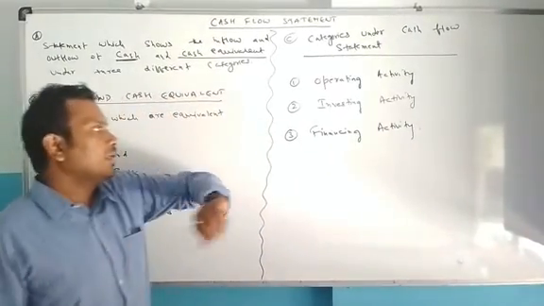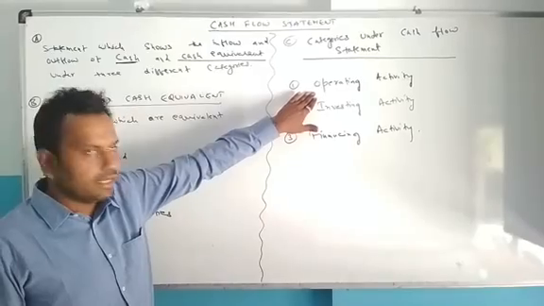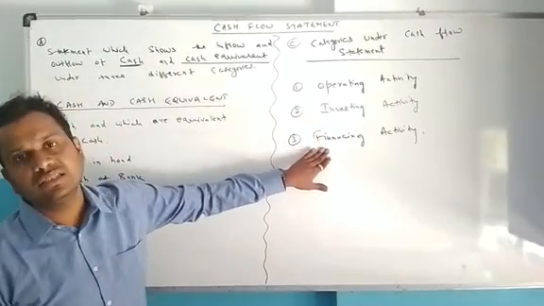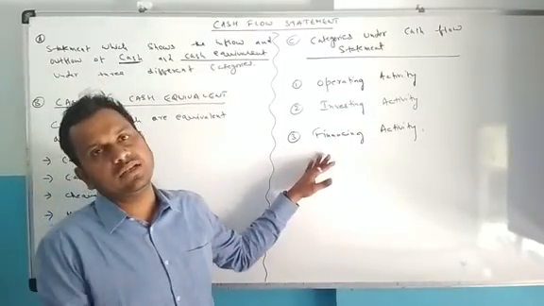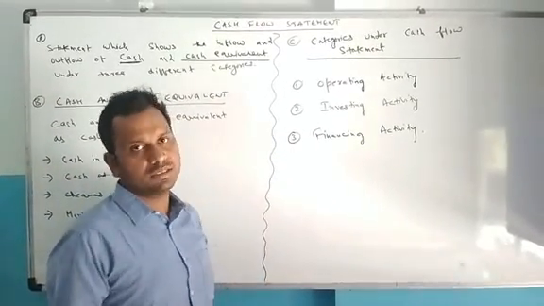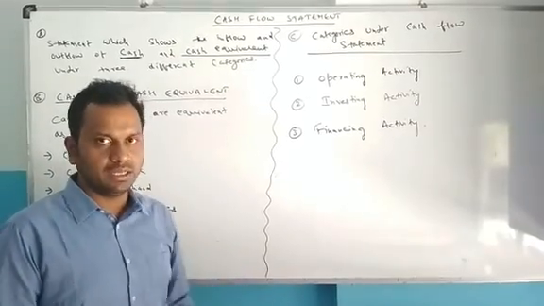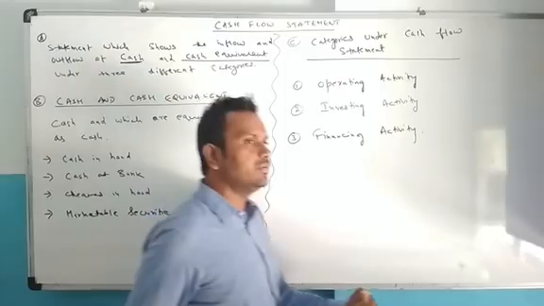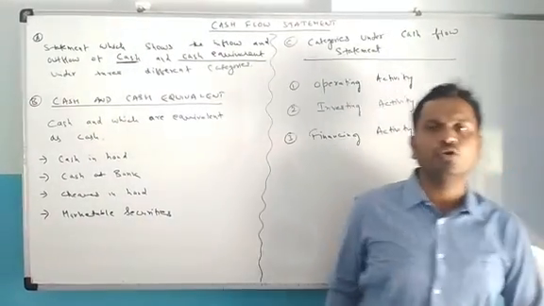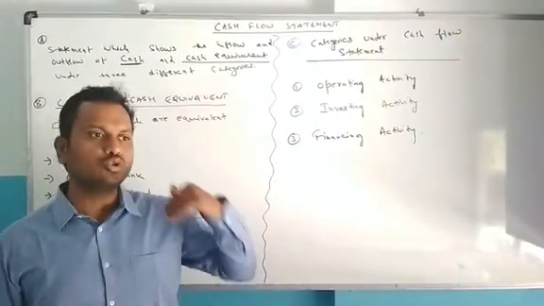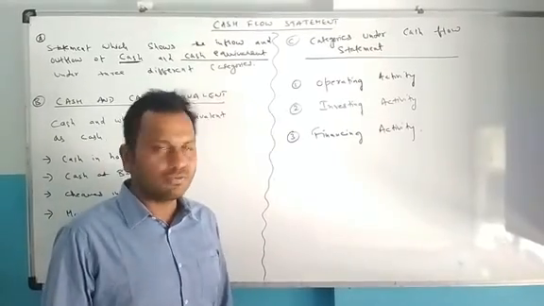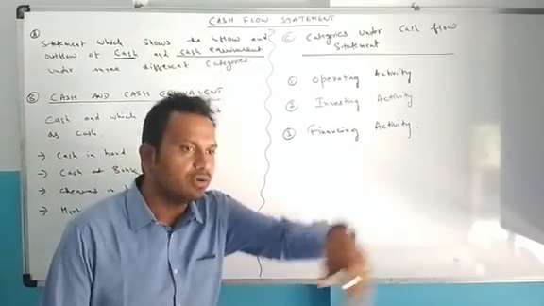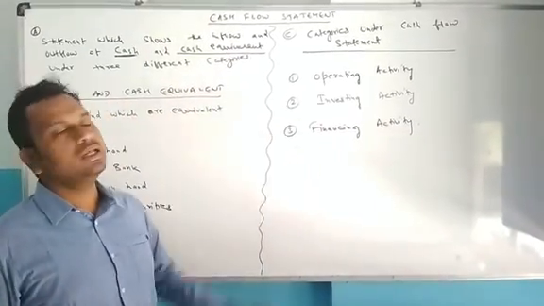So basically, operating activity is day-to-day activity, investing activity is investment into long-term assets, and financing activity means those activities which help generate money for the business and obviously return the money. If you have taken a loan, that is an inflow under financing activity. If you have repaid the loan, that is an outflow under financing activity. If you have issued shares, that is an inflow under financing activity. If you have bought back those shares, meaning you have refunded the money to the shareholder, then it is an outflow under financing activity.